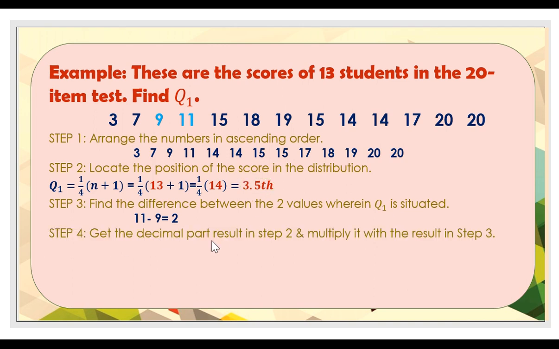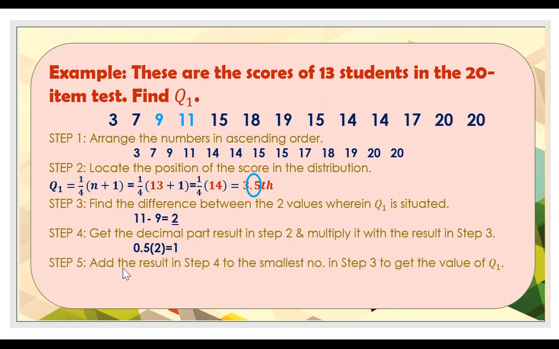Step number 4, get the decimal part result in step 2, that is 0.5, and multiply it with the result in step 3, which is 2. So 0.5 times 2 is equal to 1. Step number 5, add the result in step 4, that is 1, to the smallest number in step 3. The smallest number between 9 and 11 is 9. So add, you have there 10. That means the value of the first quartile is 10.